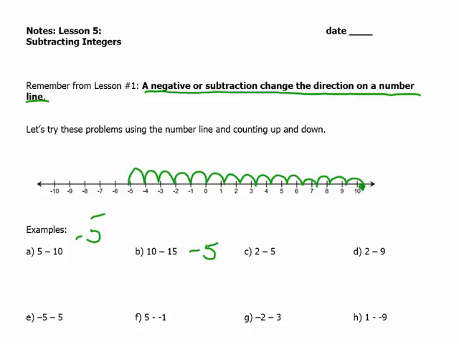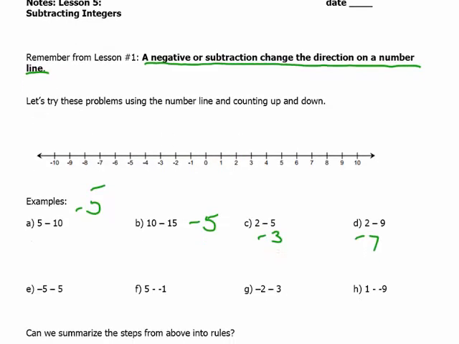Okay, let's try another one. If I start at 2, and I have to count down 5: 1, 2, 3, 4, 5. So negative 3. Okay, let's try 2 and 9. If I start at 2 and I count down 9, 1, 2, 3, 4, 5, 6, 7, 8, 9, I end up at negative 7. All right, so those weren't so bad.